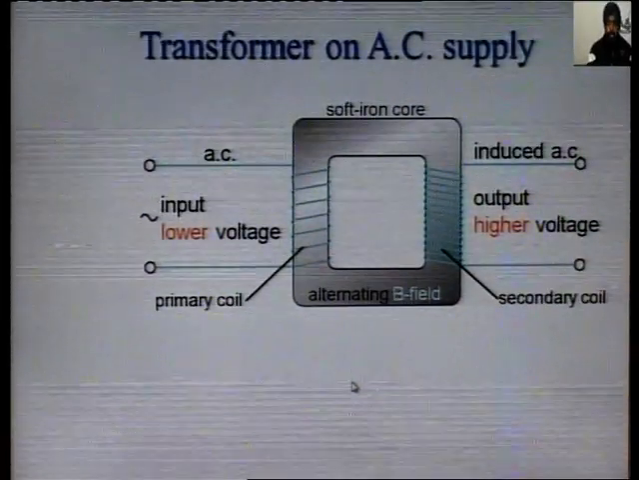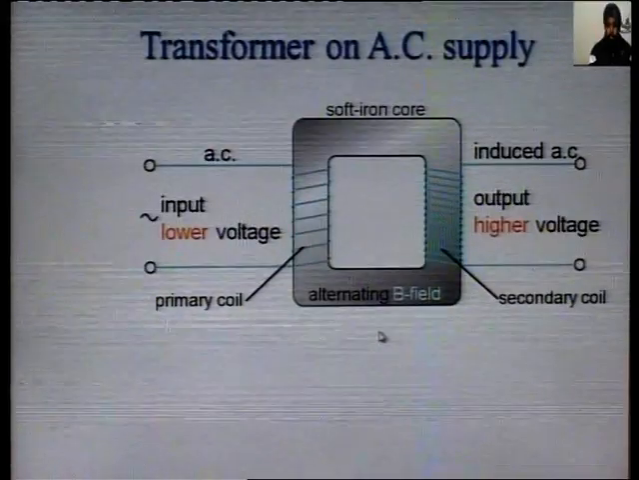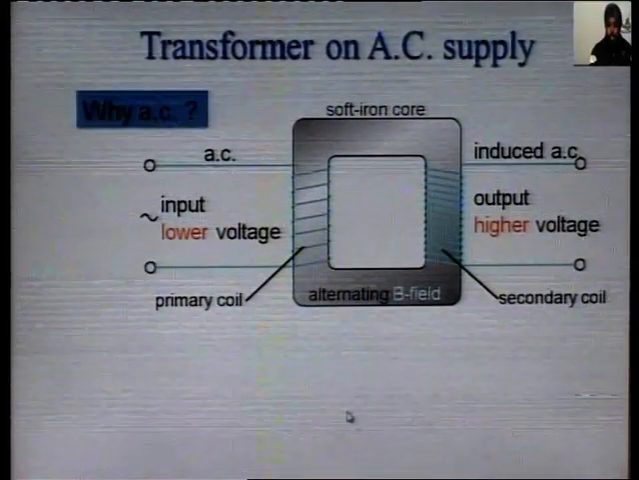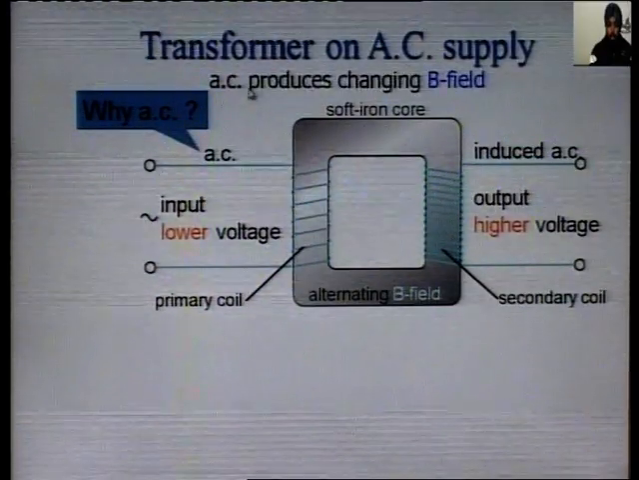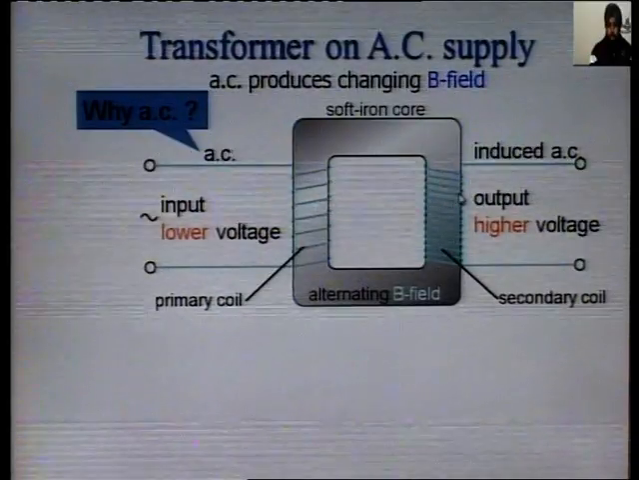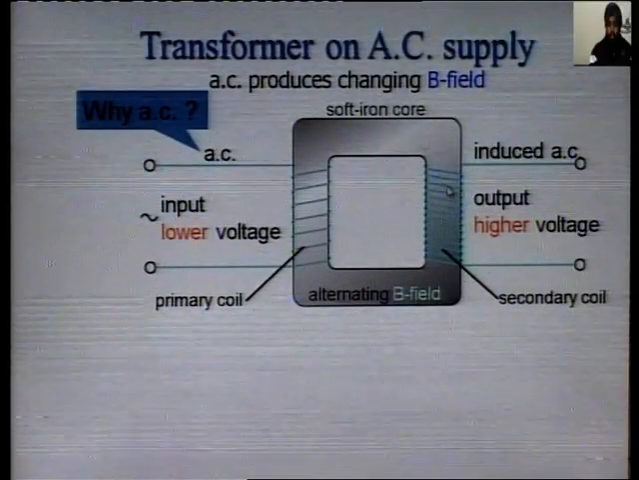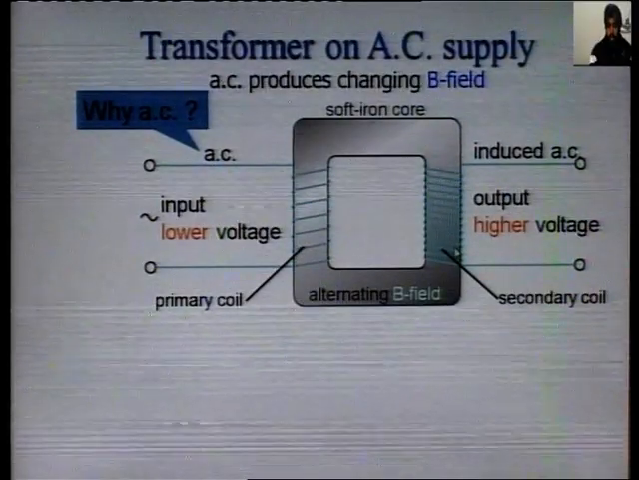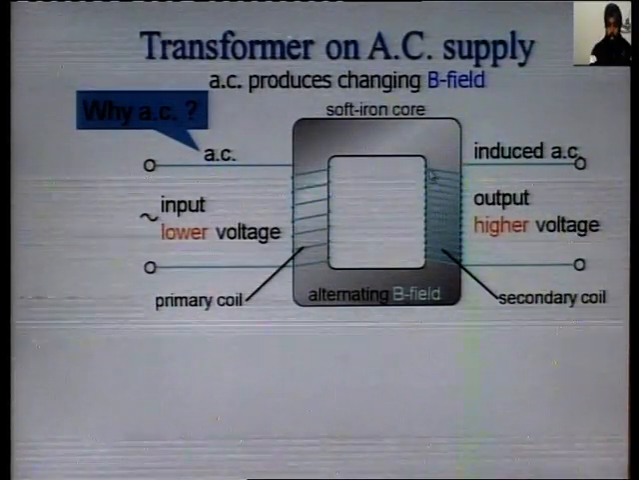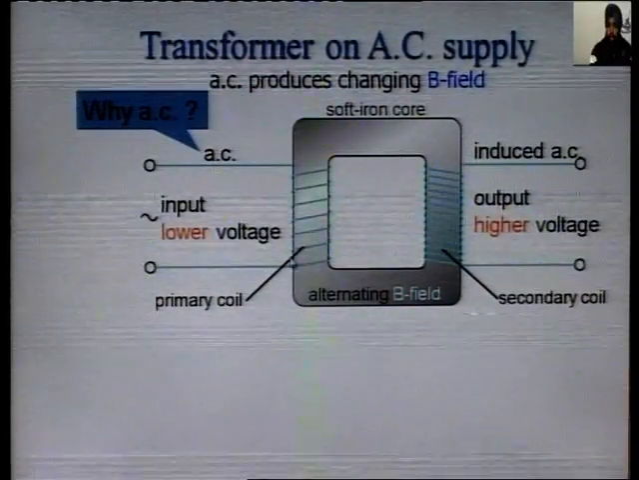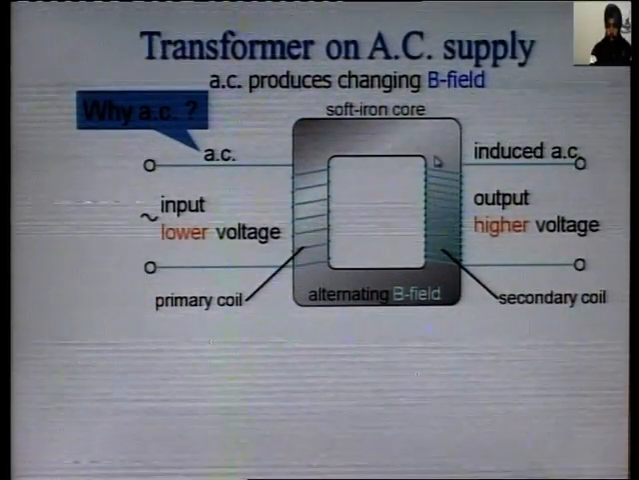Transformer on AC supply. A transformer is always used on AC, not on DC. The reason is, for the production of EMF, two conditions are required. First is flux linking, and second is flux changing. Flux changing can be obtained only with an alternating magnetic field.